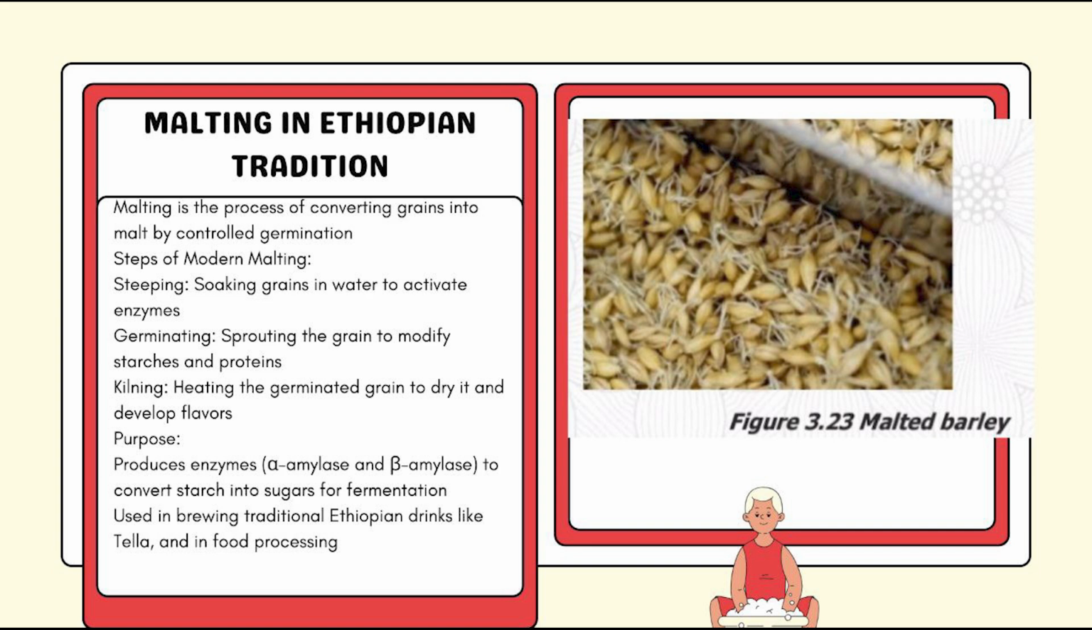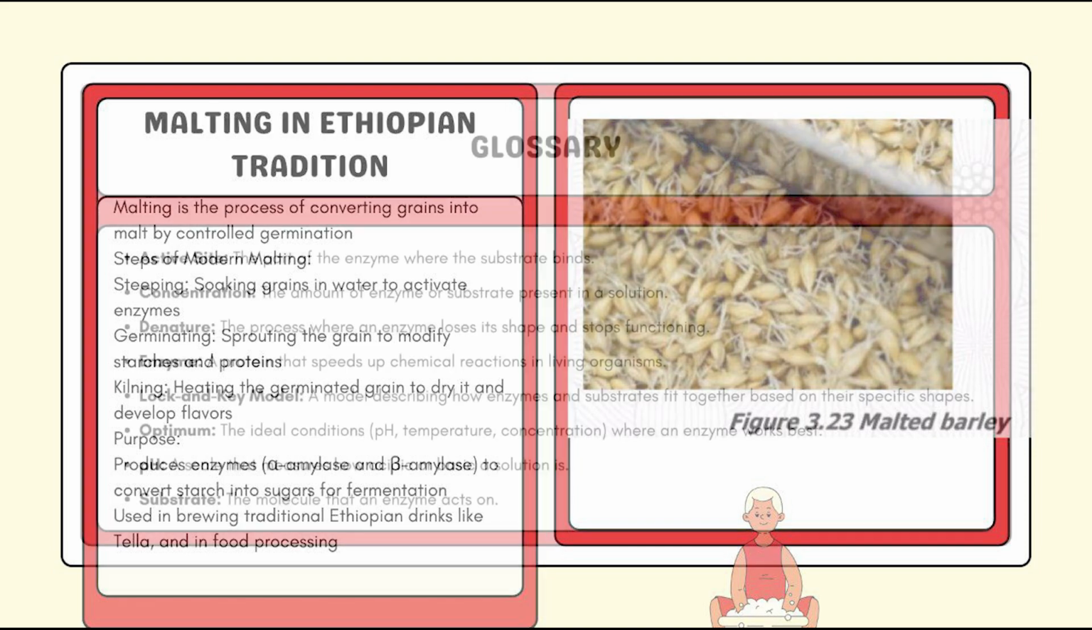The main purpose of malting is to produce enzymes such as alpha-amylase and beta-amylase, which break down starch into sugars. These sugars are then used by yeasts during fermentation to produce alcohol, as in the traditional Ethiopian beer called Tella. Figure 3.23 shows malted barley, which is commonly used in this process.